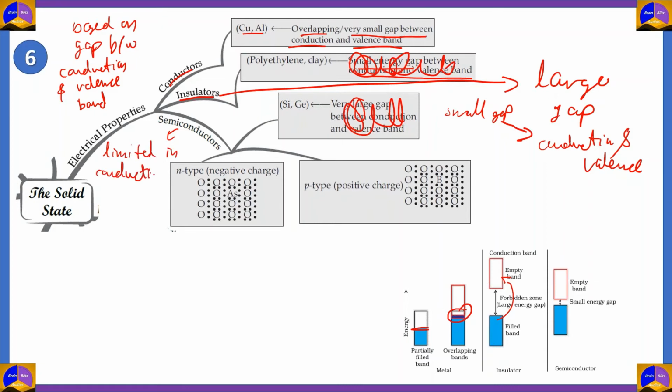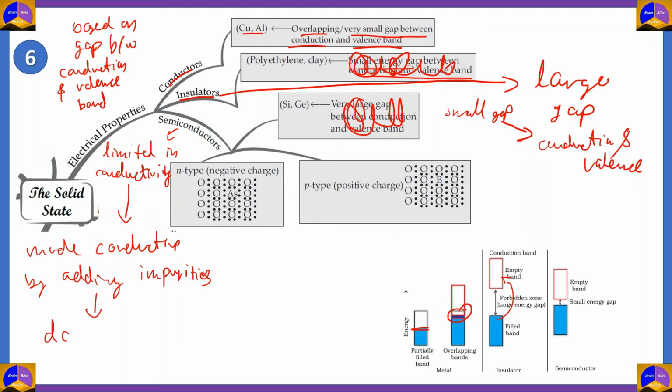But these semiconductors can be made conductive. They're made conductive by adding some impurities, and this addition of impurities is known as doping. Once you have doped a semiconductor, you can fill the small energy gap, and therefore the electrons will now be able to travel from the valence band to the conduction band.